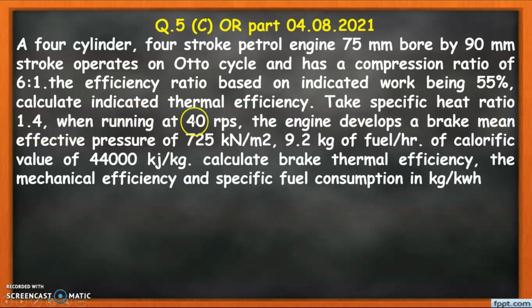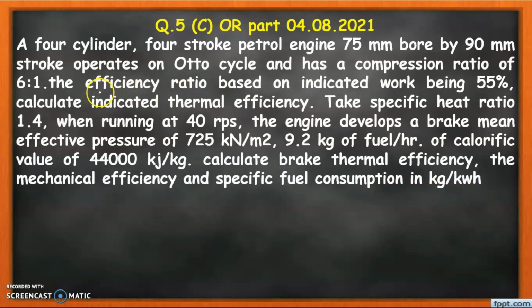When the engine is running at 40 rps, the engine develops a brake mean effective pressure of 725 kilonewton per meter square. 9.2 kg of fuel per hour of calorific value 44,000 kilojoule per kg is used. Calculate the brake thermal efficiency, the mechanical efficiency and the specific fuel consumption in kg per kWh.